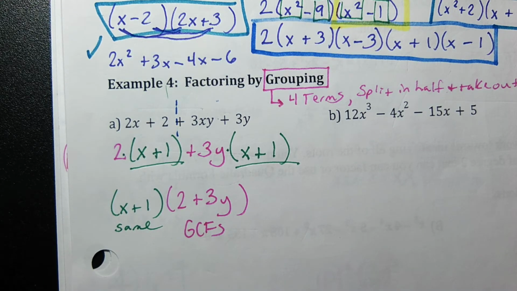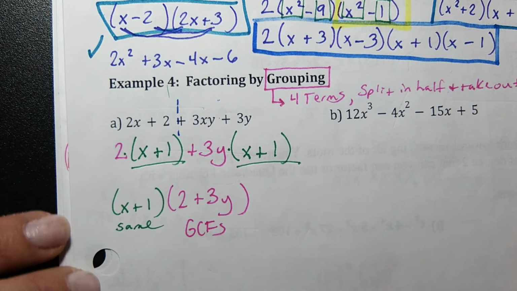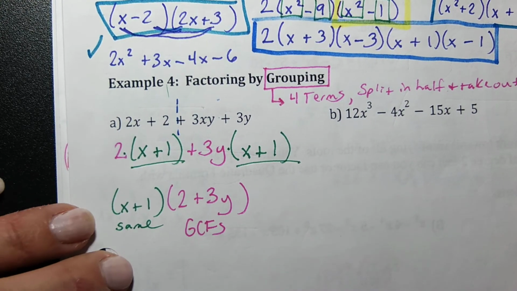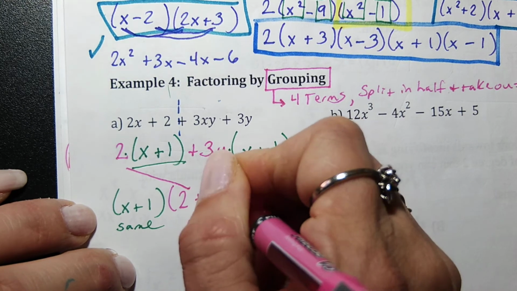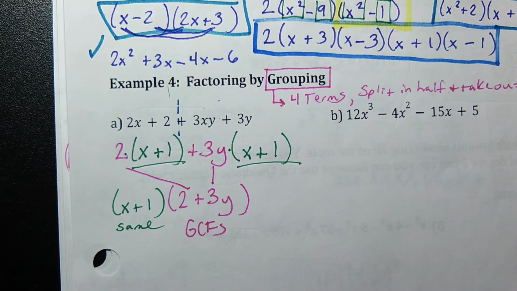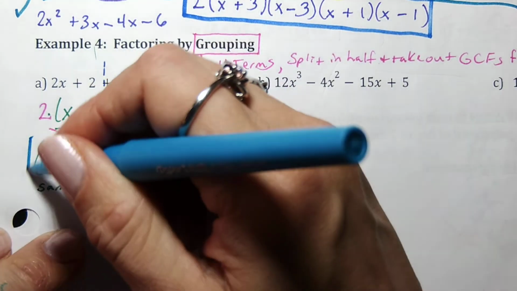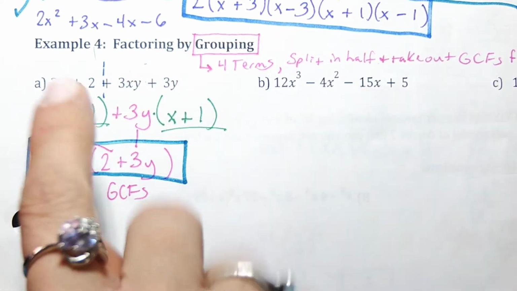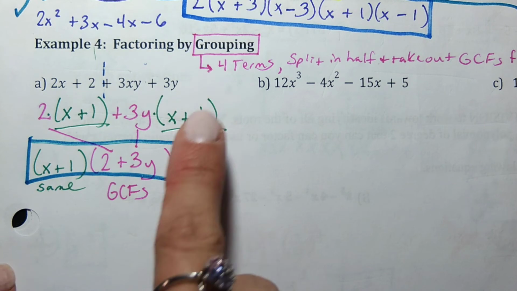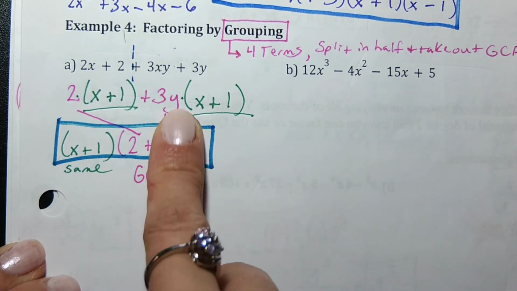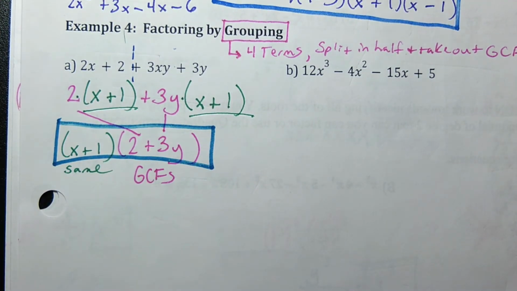If you want to just visualize it, we get the same unit, it is the same, and these terms go down into the second parenthesis. And we're done. It's factored. Because now instead of having something plus something plus something plus something, we now have something times something else.